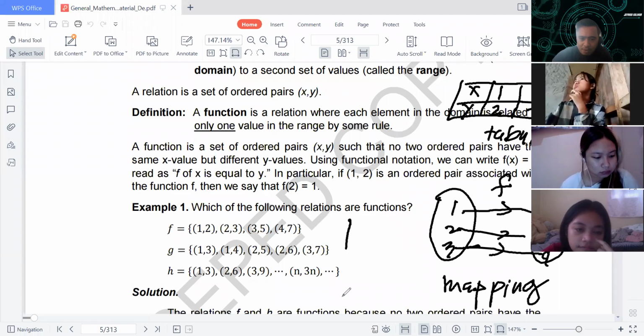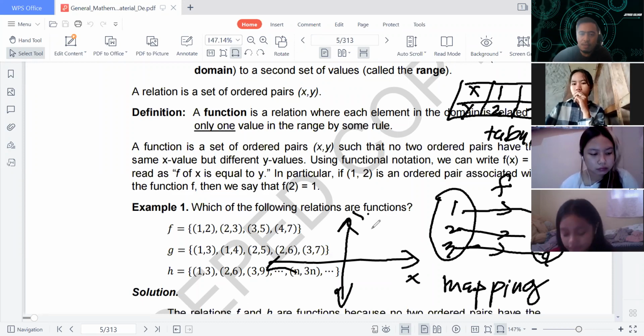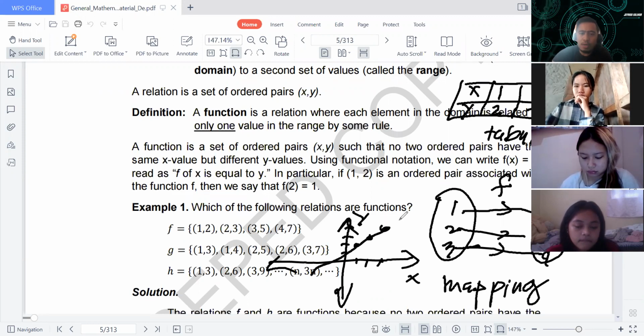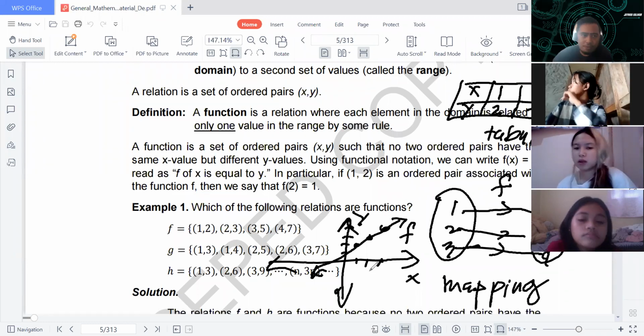Yes, a function can also be represented using graphing, using the Cartesian plane. So you have 1 for x, 2 for y. Note 2 for x, 3 for y. You also have 3 for x, 4 for y. If you connect those, you have this line, which will also represent the same function f. So a function can also be represented using a graph.